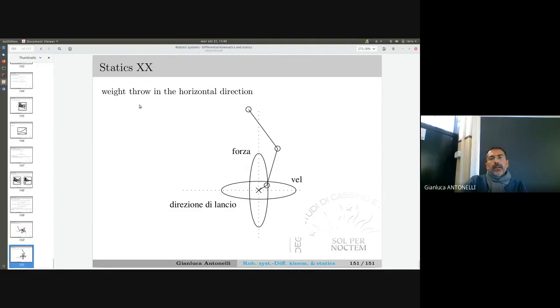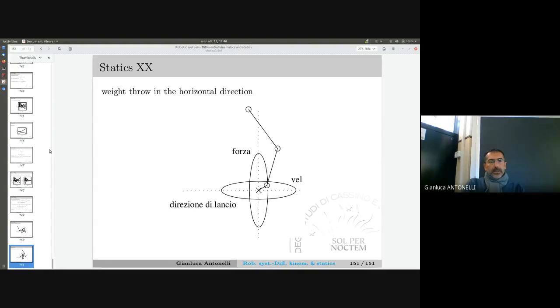a similar mathematical game can be made when we want to throw something from the bottom. And this is more or less the configuration that we exhibit. We optimize the velocity in the direction of throwing the object, and we optimize the force in the vertical direction to hold the object. So those two are the manipulability, the velocity and the force ellipsoid for this three-link planar robot that can be more or less considered as a human arm throwing an object. Okay, this is more or less the configuration that we implement when we throw an object.